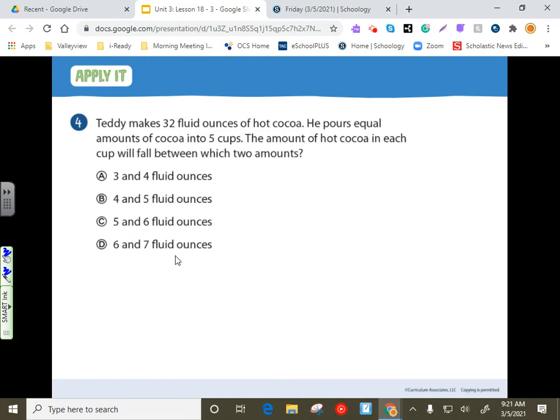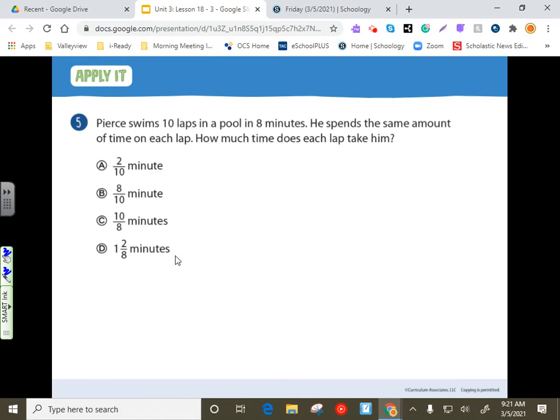I want to do 5 because this is where kids often get in the habit of being like, oh, well, the first number in the word problem is my dividend, and then the second number is my divisor, but that's not the case. So let's read it out loud first. So Pierce swims 10 laps in a pool in 8 minutes. He spends the same amount of time on each lap. And I want you to circle this phrase right here.